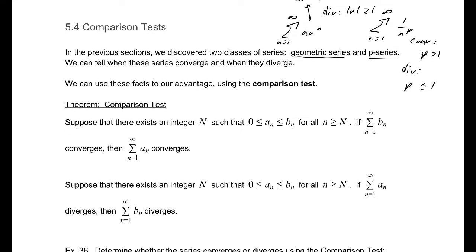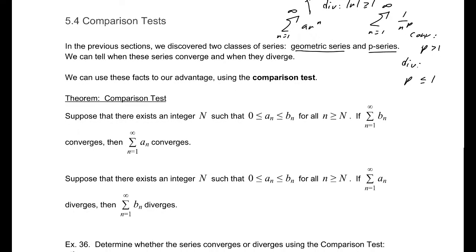So the comparison test, there are actually two tests in this section: the comparison test and the limit comparison test. This first one is often called the direct comparison test as opposed to the limit test. And what it comes down to is an idea from functions, from the sandwich theorem, or the squeeze theorem. So if we had two functions, okay, and we know that one of them is below the other. So in this case, my a_n is the lower function and my b_n is the upper function.